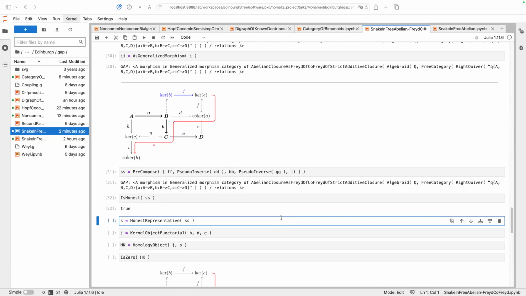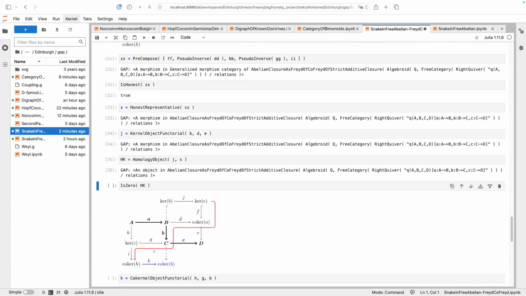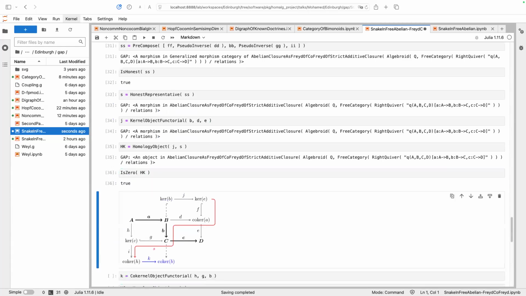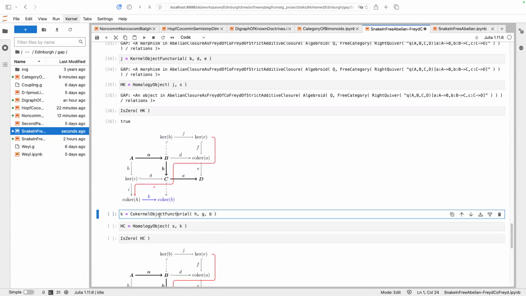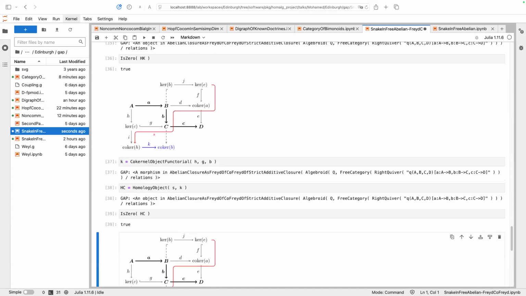So now I can extract the honest representative. Oh, I thought it would take some seconds, but this went easily. So now I can check the exactness. So I can take the homology at this point. So it's HK, the homology at the kernel. And the is-zero is yes. And now I take the functoriality of the co-kernel, right? And the homology object, and is-zero of HC is again true.